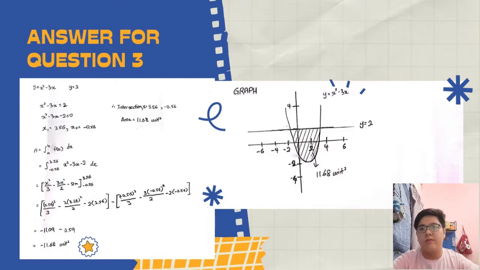This is the graph. The function with the U shape is y equals x squared minus 3x, while the straight line is y equals 2. So the shaded region is the area we need to find. So it is 11.68 unit squared.